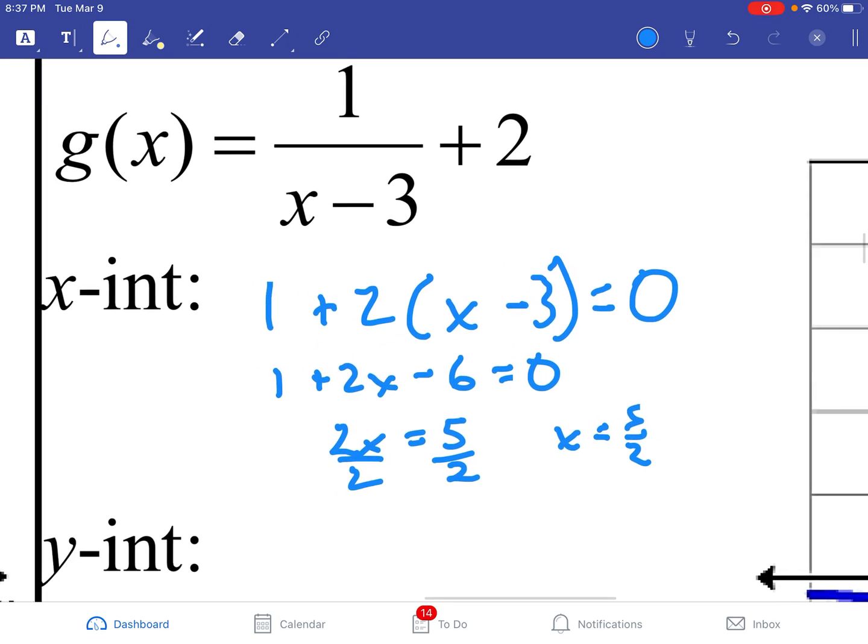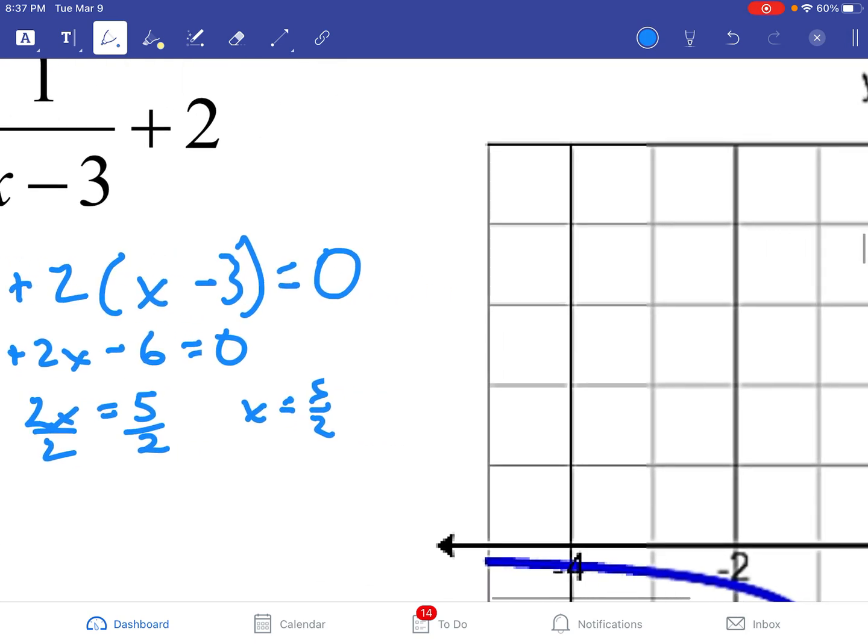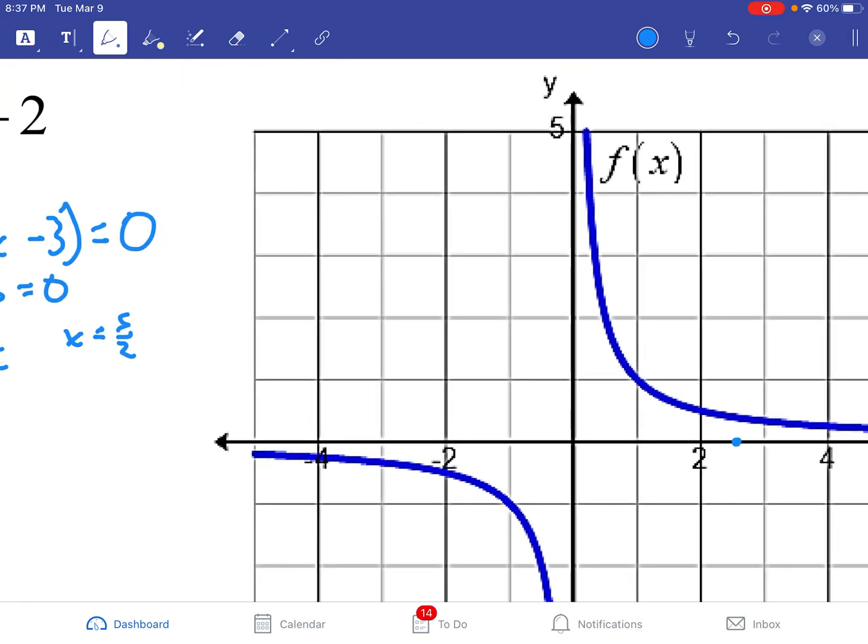So that as a point will be 5 over 2, comma 0. 5 over 2 is going to be 2.5. So at 2.5 on the x-axis, it's right there, put a point.